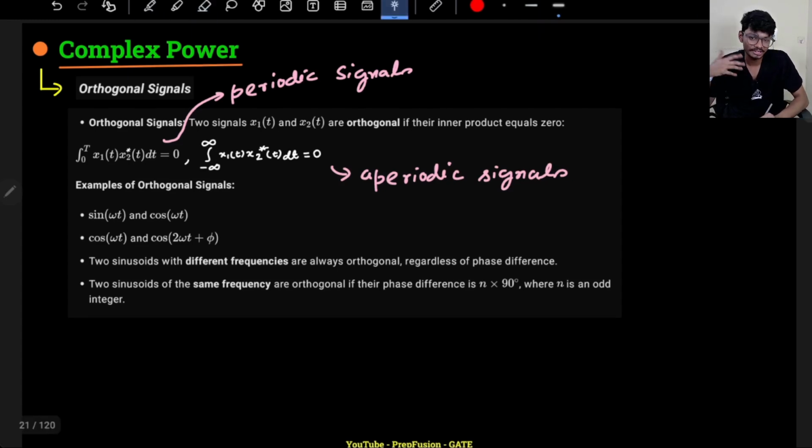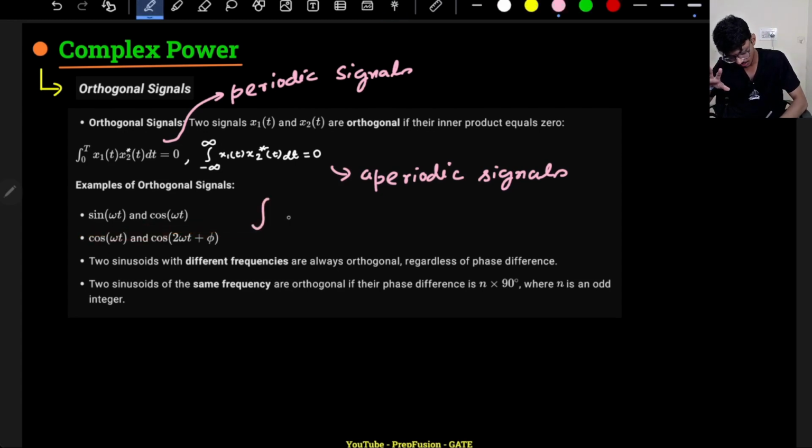There are a few examples of orthogonal signals like sin omega t and cos omega t. How can I verify? You just integrate sin omega t into cos omega t. Because these are real signals, I don't have to take care of the conjugate, because the conjugate of any real signal is the same signal only. This is the property of conjugate. Now if I integrate over the period, what is the period? It is 2 pi, right? Both of them are periodic with period 2 pi. You will observe that the integration is 0.